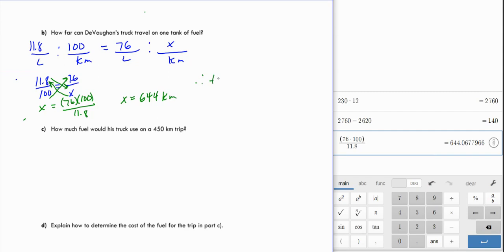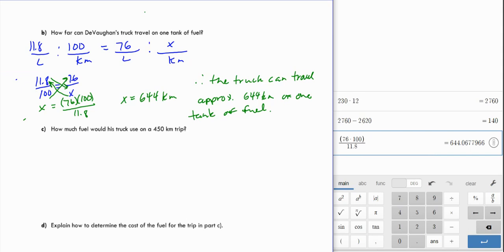Therefore, the truck can travel approximately 644 kilometers on one tank of gas, of fuel, let's say. Good. Now, next we can say how much fuel would his truck use on a 450 kilometer trip?